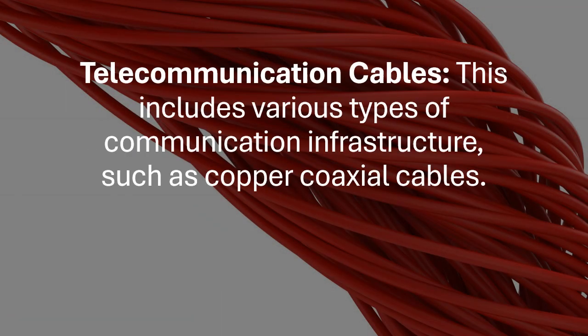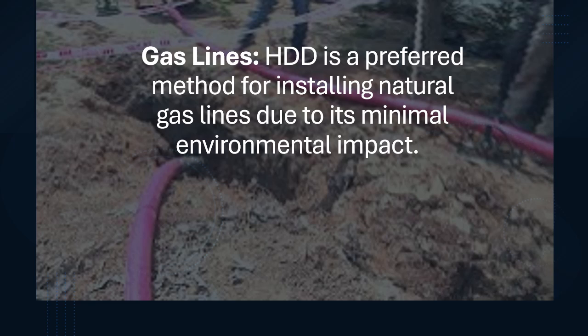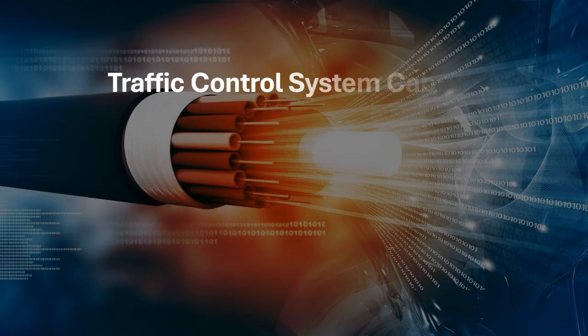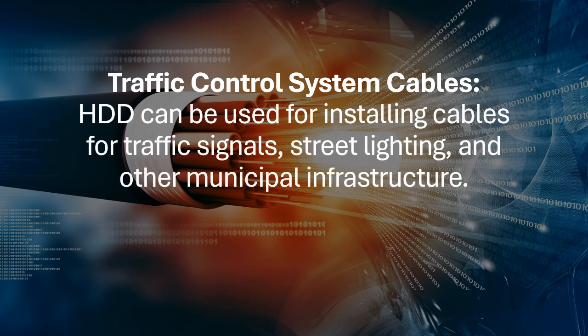Telecommunication cables. This includes various types of communication infrastructure, such as copper coaxial cables. Water and sewer pipes. While not cables, HDD is also utilized for installing pipelines for water and wastewater services. Gas lines. HDD is a preferred method for installing natural gas lines due to its minimal environmental impact. Traffic control system cables. HDD can be used for installing cables for traffic signals, street lighting, and other municipal infrastructure.